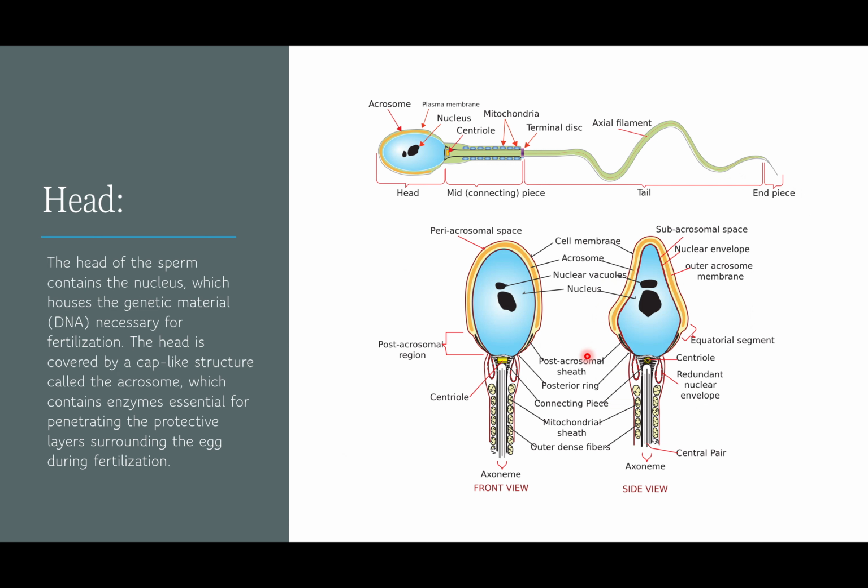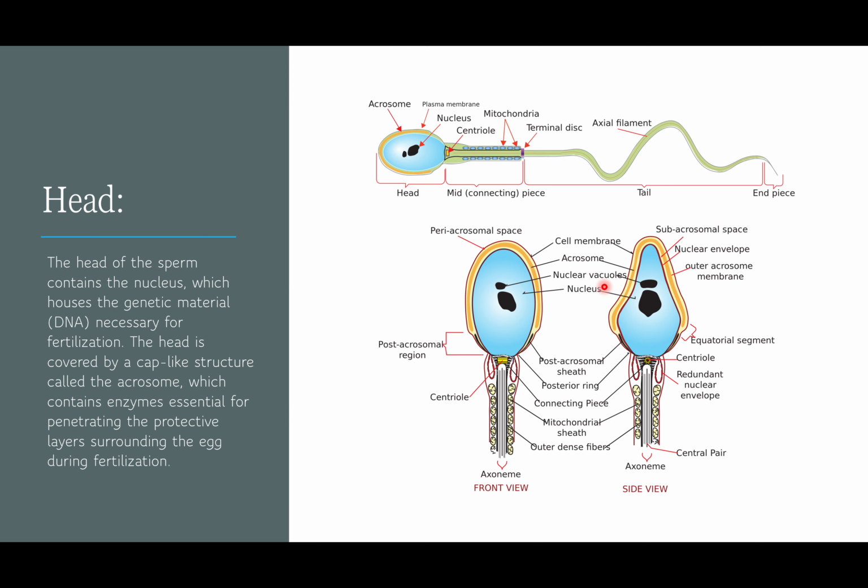So the head of the sperm contains a nucleus, which houses the genetic material necessary for fertilization. The head is covered by a cap-like structure called the acrosome, which contains enzymes essential for the penetration of the protective layer surrounding the egg during fertilization, right? Remember that protective layer around the egg is called the corona radiata. So it will produce enzymes along with hyaluronic acid to dissolve that layer. We're going to talk about that in fertilization.